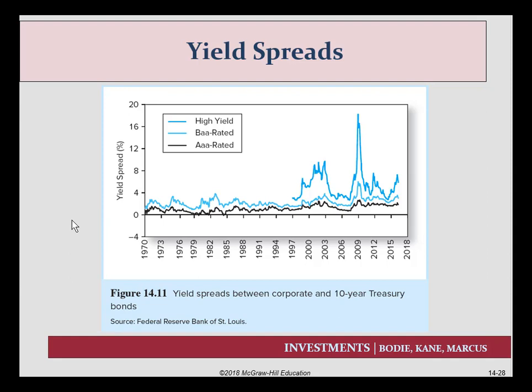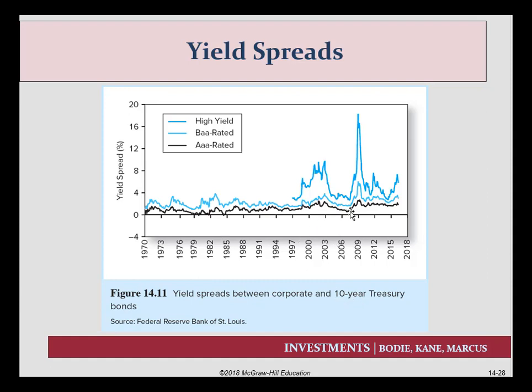Thinking about this risk then, the default risk, as you might surmise, there's a difference between returns and the risk level. AAA rated bonds are the least risky. This black line is the yield spread, the yield every year between a AAA rated bond and a 10-year treasury. So they just find the average rate of return on a AAA rated bond, and from that they subtract the rate of return on a 10-year treasury.